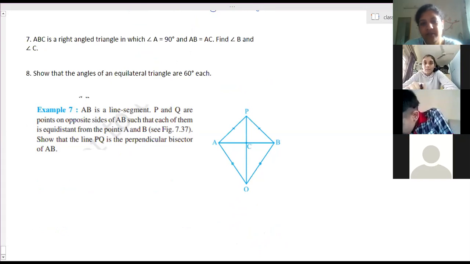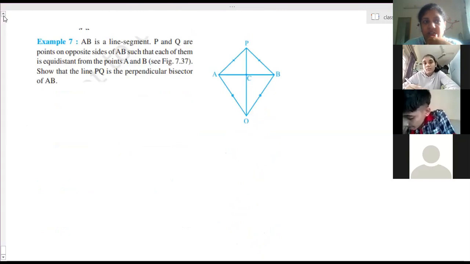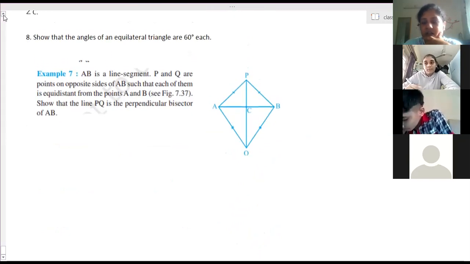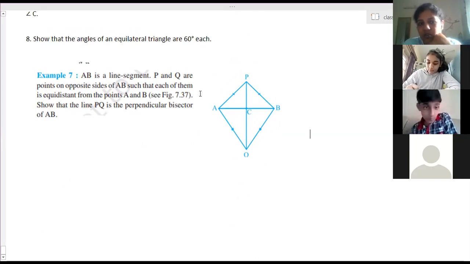Now example 7 based on RHS and SSS criteria. Now the third exercise is based on RHS and SSS congruency. Here, this is example 7, which is very important and a 4-mark question. This question is always asked for 4 marks.